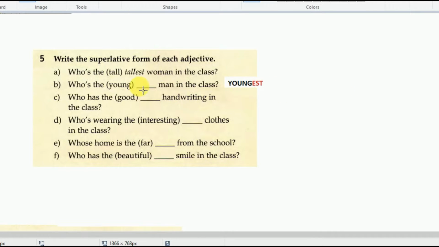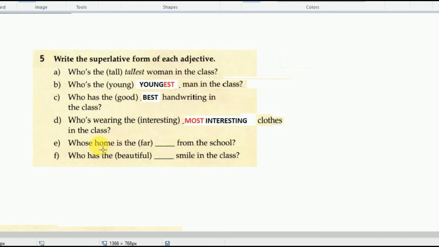Do you agree? Let us see who has the good. So the superlative of good will be best. So who has the best handwriting in class? Handwriting is calligraphy. Okay. Who is wearing the interesting clothes? So we say most interesting clothes. So who is wearing the most interesting clothes in the class?